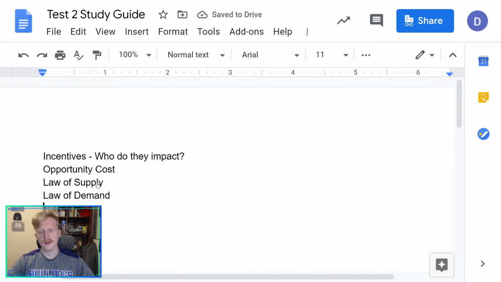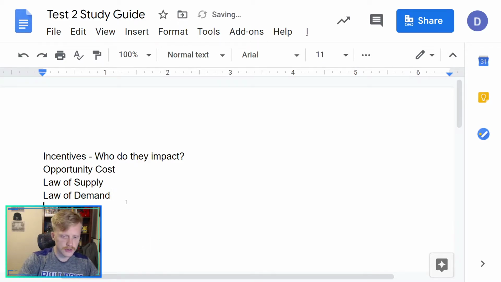Okay. Of course, just going over this really quickly, right? Incentives, they matter, they impact everybody, right? They're why we do what we do. Opportunity cost, it's the next best thing that you could be doing when you make a decision. The law of supply, when prices go up, people want to supply more. When prices go down, people want to supply less. The law of demand, when prices go up, people buy less. When prices go down, people buy more.